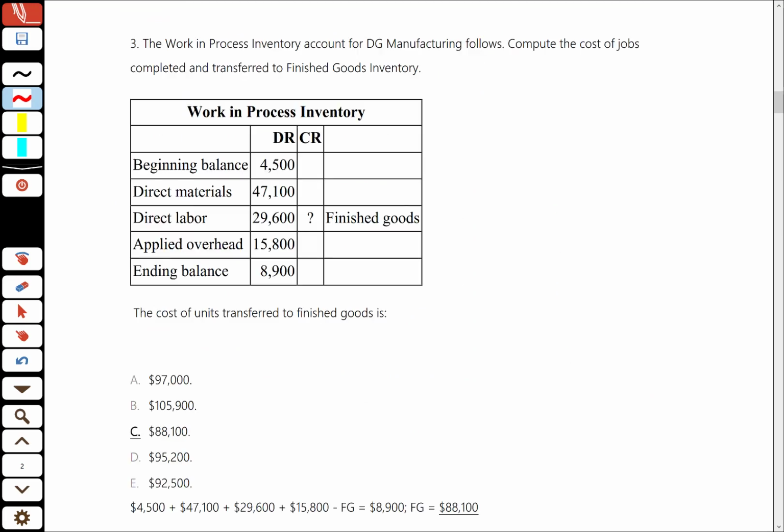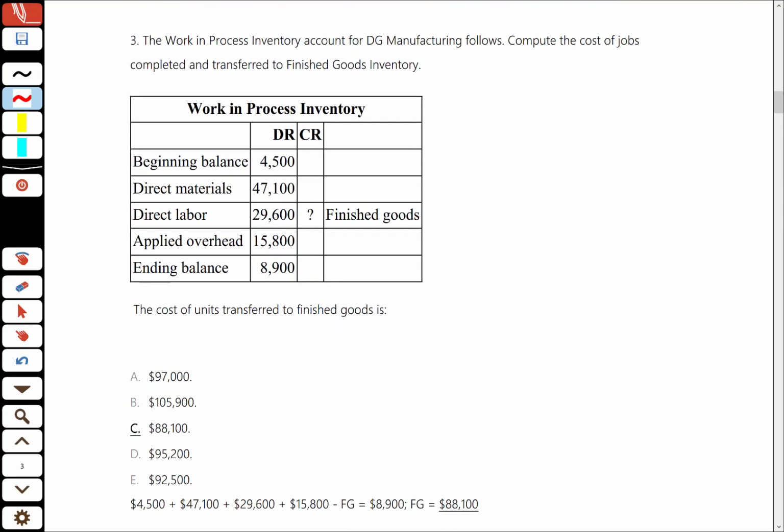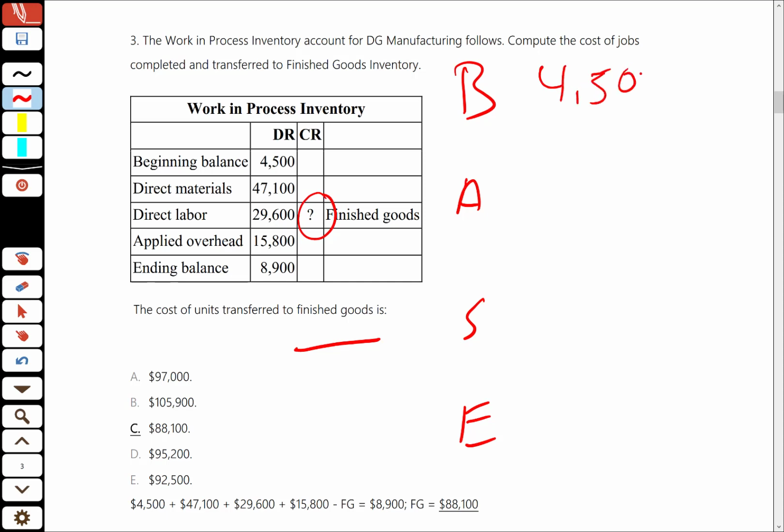All right, let's do this one. Work in progress account, and the cost of goods transferred to finished goods. How do we want to set this one up? Okay, what's the beginning balance? 4,500, good.